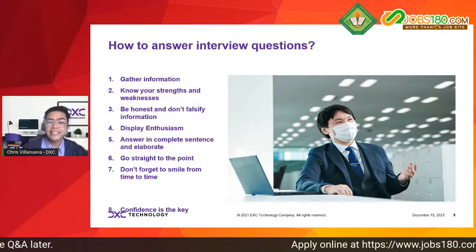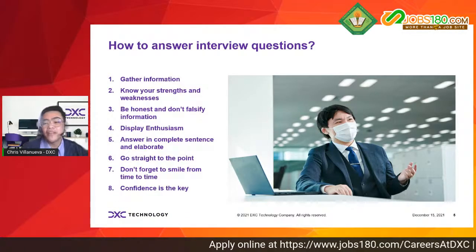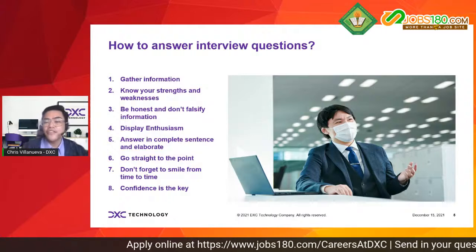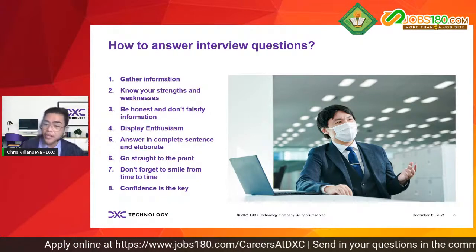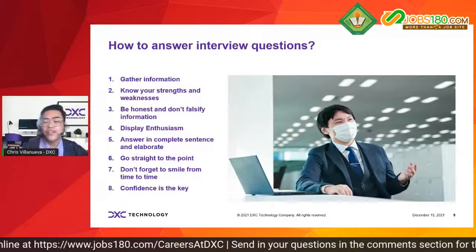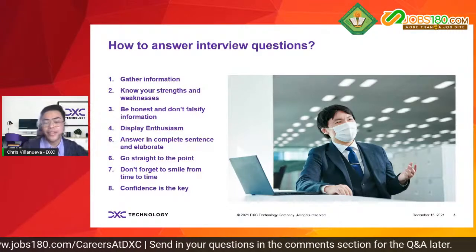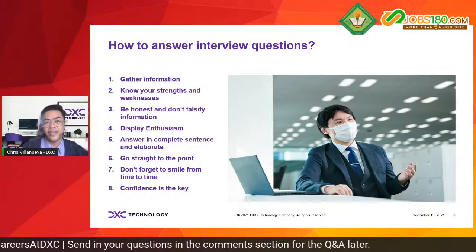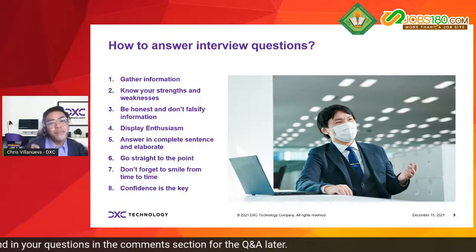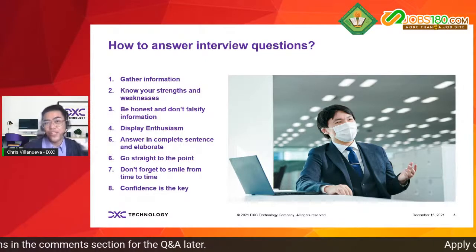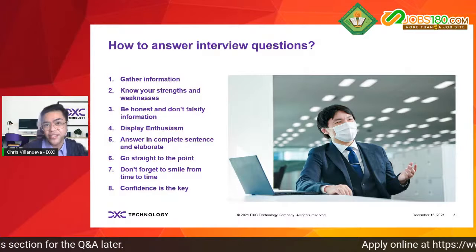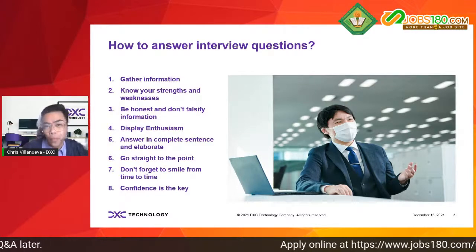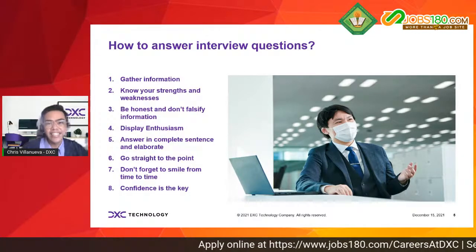Then lastly, be confident about yourself. The interviewer can assess if you're nervous, so don't let it get the best of you. Take the opportunity to sell yourself with confidence. Remember, if you do commit a mistake throughout the interview, only you will notice it if you have that confidence. The interviewer won't. So confidence is the key.